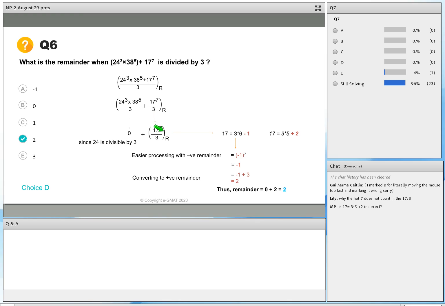And 2 to the power 7 I knew is 128. But what if it's really, really big? What if it's 2 to the power 35? What will I do then? I won't be able to do it, right? So negative remainders are going to help me there.